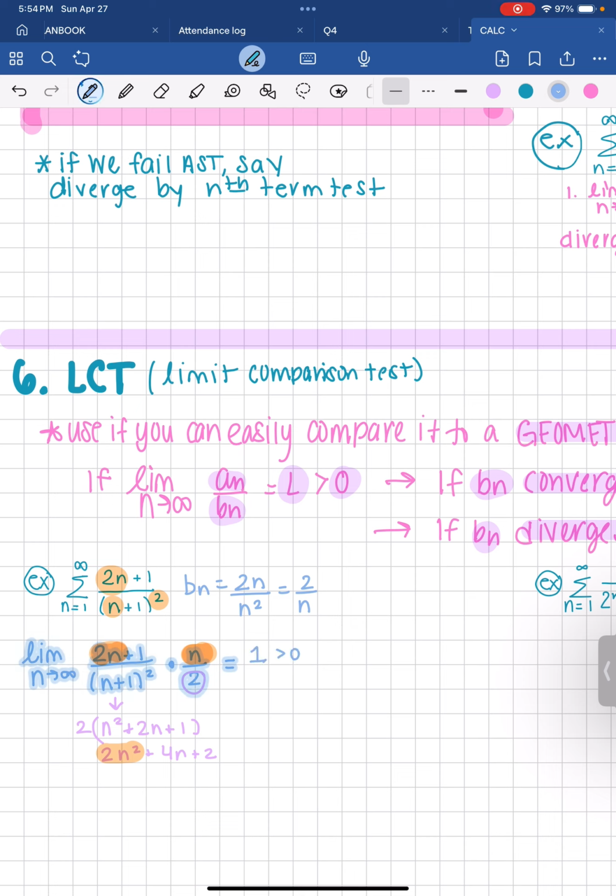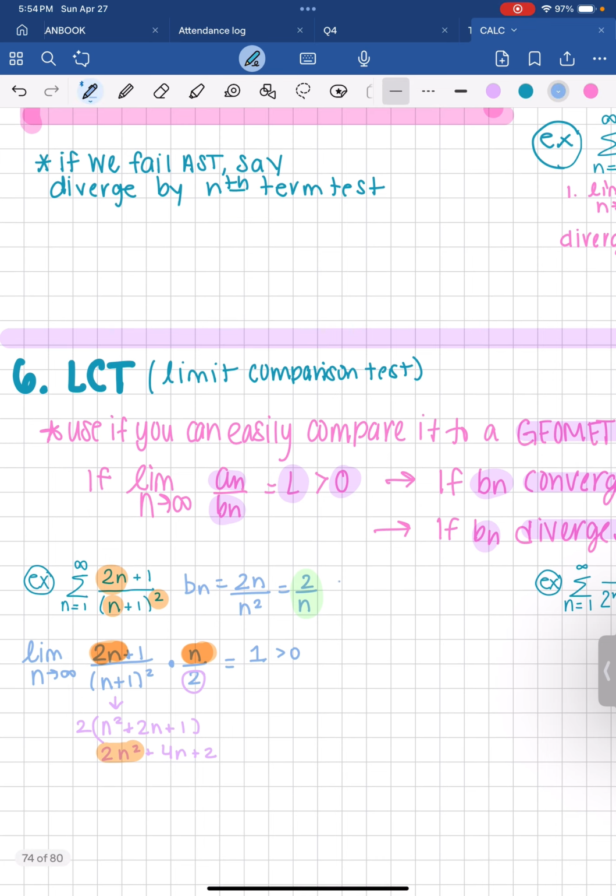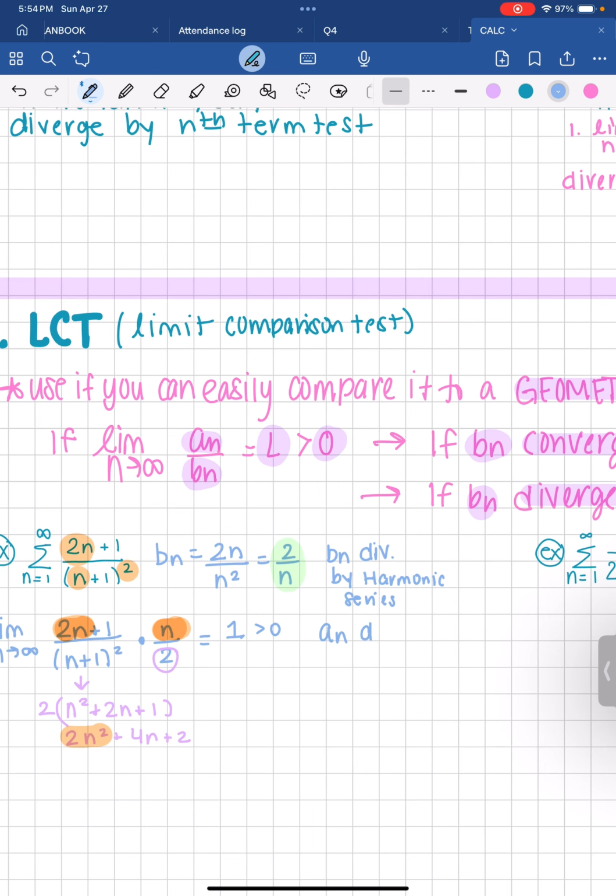So the limit exists. So now we have to say, what does b sub n do? Well, look at b sub n. b sub n is 2 over n. That is a multiple of the harmonic series. So b sub n is going to diverge by the harmonic series. So because the limit exists and b sub n diverges, then a sub n is going to diverge by the limit comparison test.